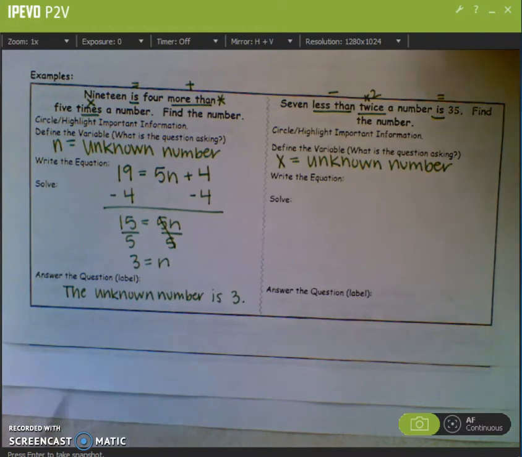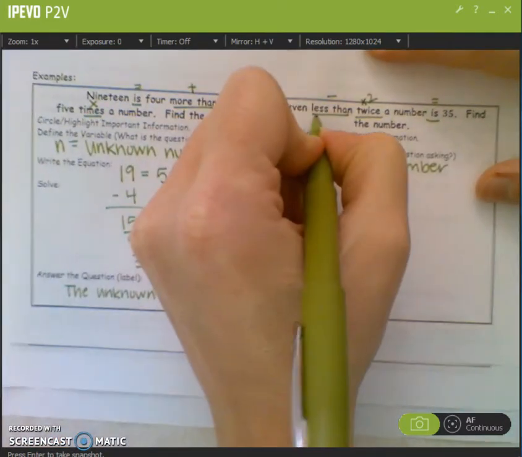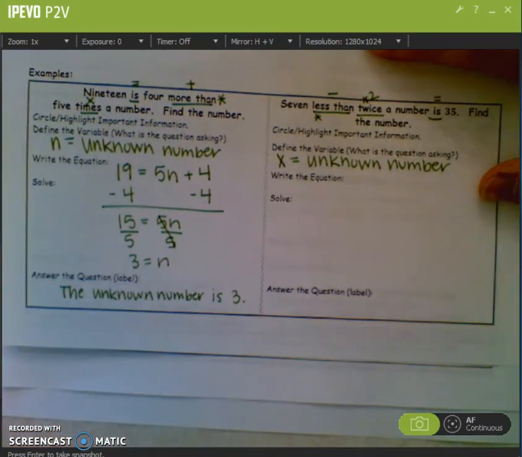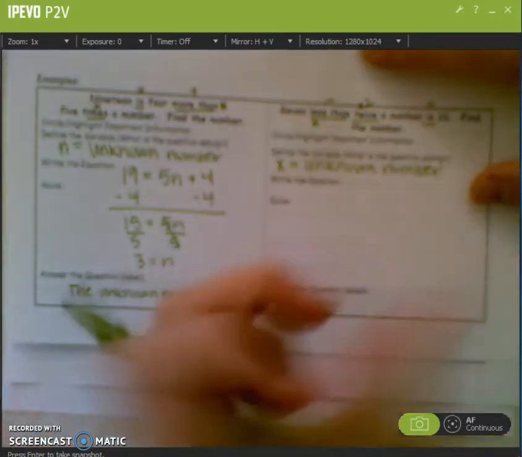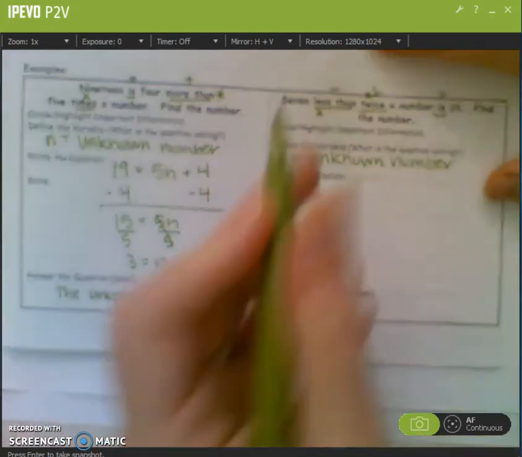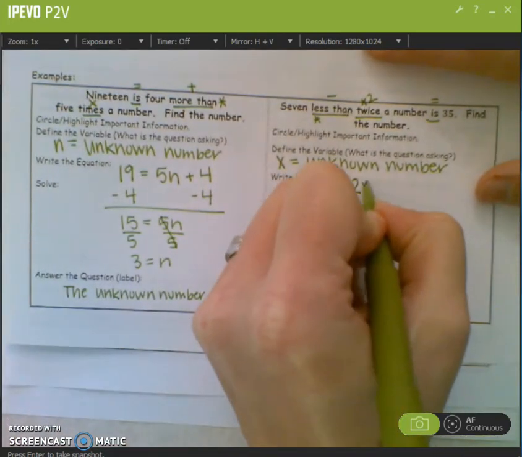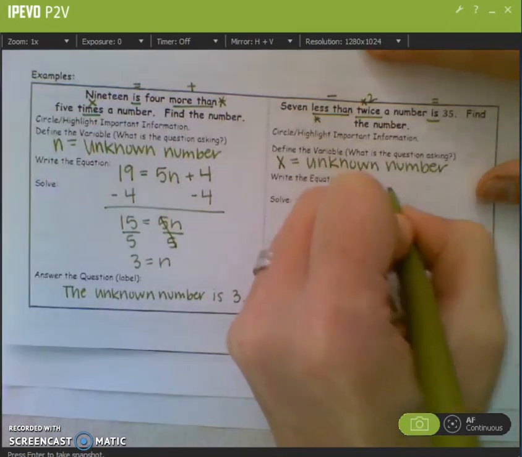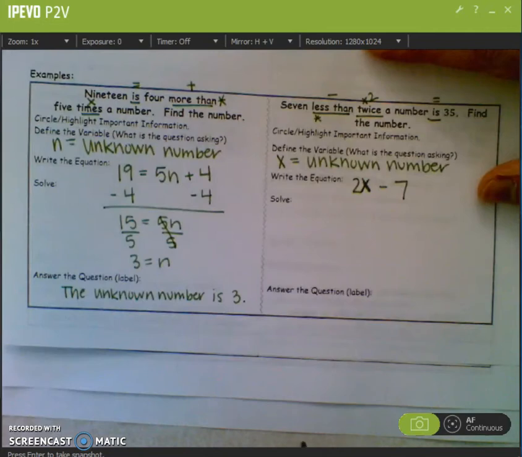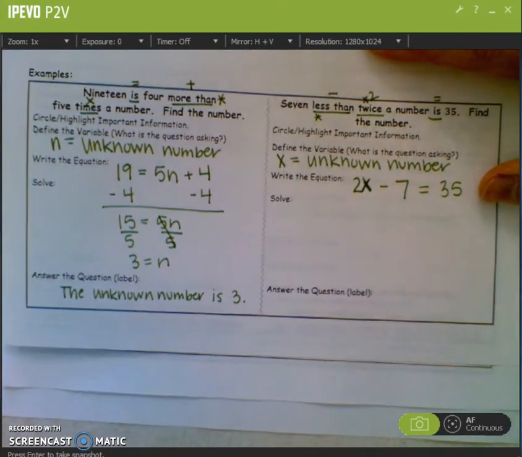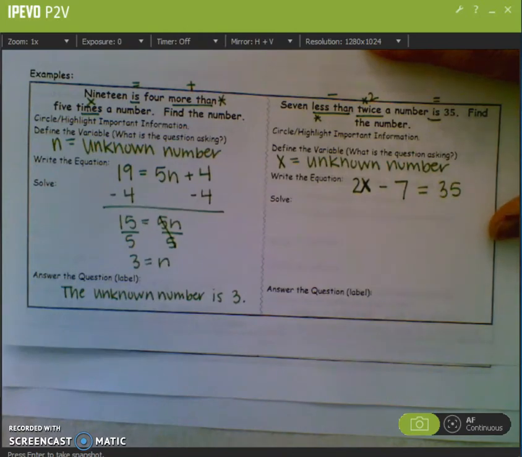When we write the equation, 7 less than, remember that less than is one of those words where we have to take twice the number and subtract 7 from it, because the original starting point is twice a number and we take 7 away from that. So 2x is twice, 2 times x. 7 less than that is minus 7. Is means equals 35.